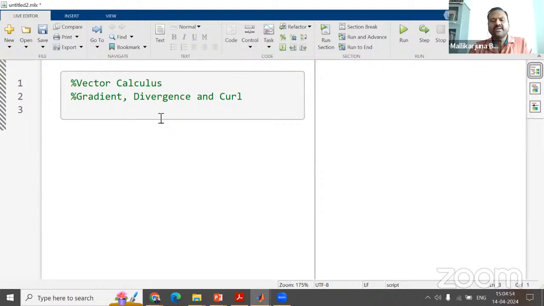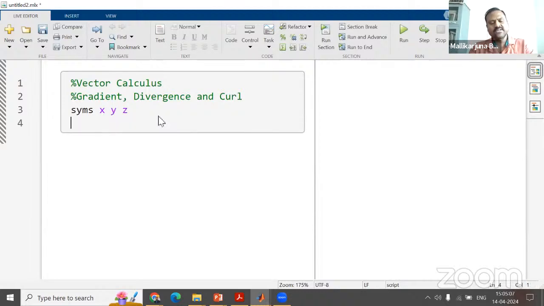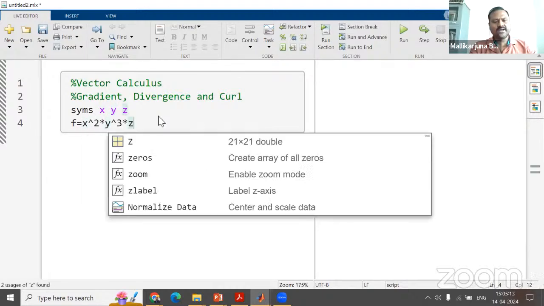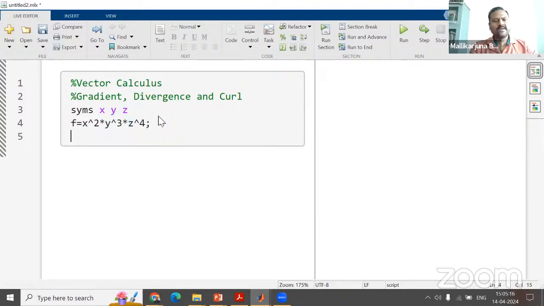Now it is very clear, topic wise, content wise, the input and output are in terms of variables only. That is why I'm planning to define X, Y, Z as symbols. Now F is equal to suppose X square, Y cube, and Z power 4. I'm just taking one scalar point function. For that only gradient is possible, for the scalar point function, right?